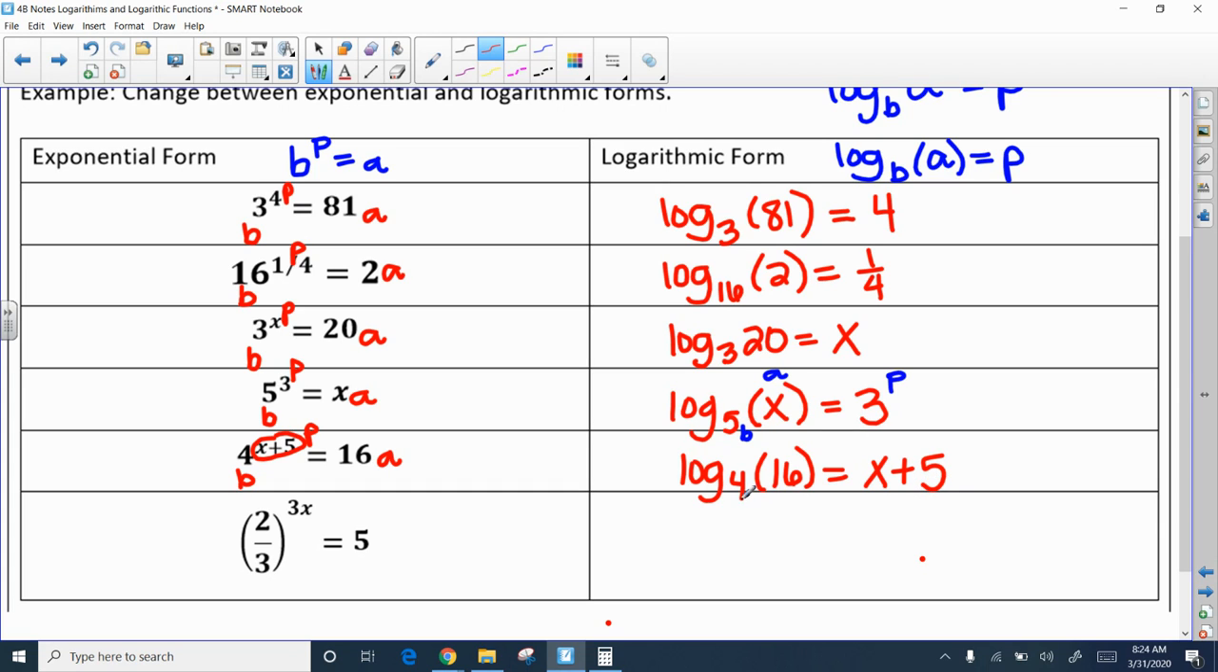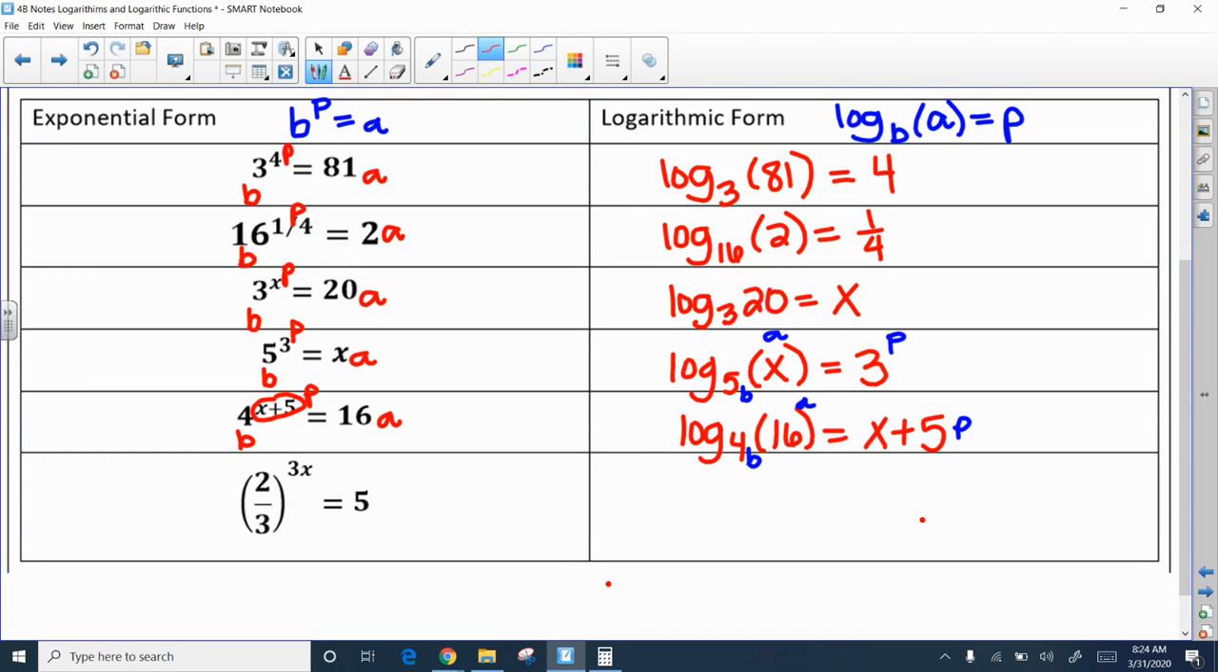So when we fill in the b, the a, and the p, that whole expression was our p-value. And the last one, changing from exponential to logarithmic, we have 2/3 to the 3x power equals 5. The 2/3 is the base. The 3x, again, this whole expression is the p, and the 5 is the a.